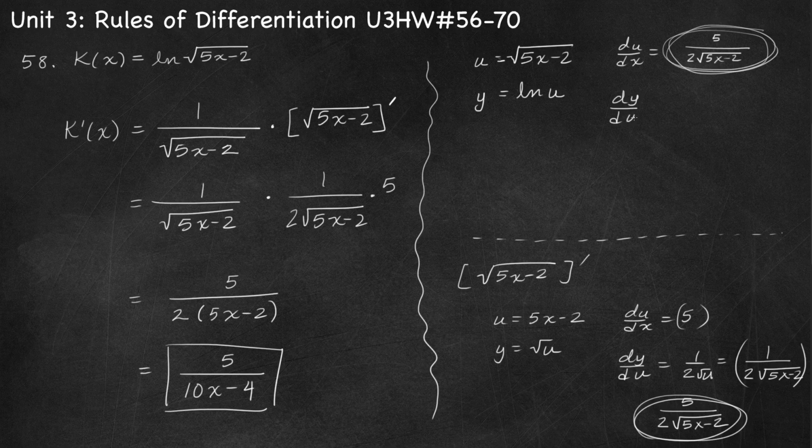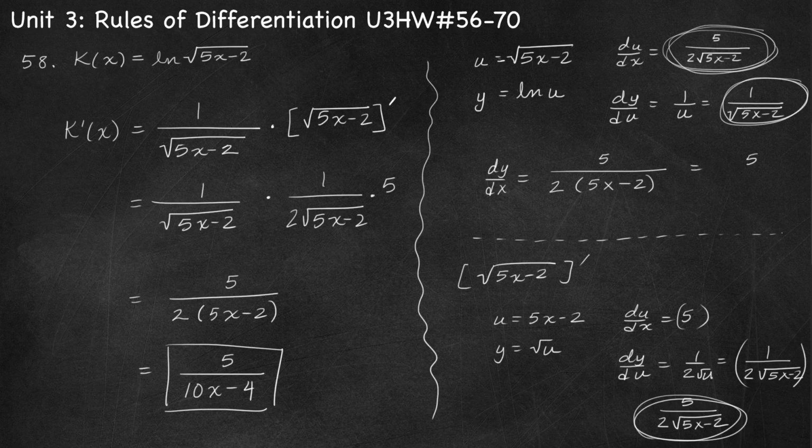dy du up here is the derivative of natural log of u with respect to u. So the derivative of natural log of u is 1 over u. And in this case, my u equals the square root of 5x minus 2. Okay, so now we have to multiply these two derivatives together to get our final answer, dy dx. So it's 5 over 2 times the square root of 5x minus 2 times the square root of 5x minus 2, or just 5x minus 2, which gives us 5 over 10x minus 4.